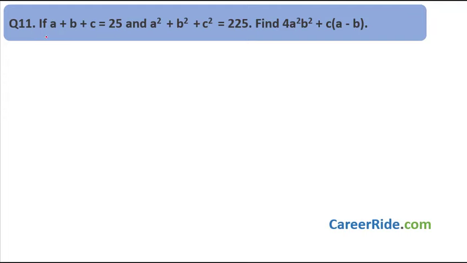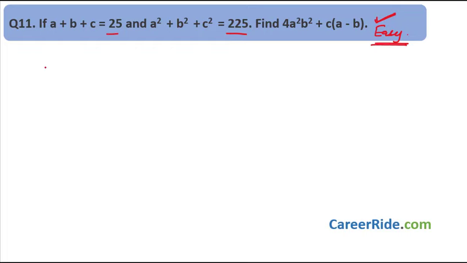Question number 11. If a plus b plus c is equal to 25 and a square plus b square plus c square is equal to 225, find the value of 4a square b square plus c into a minus b. Okay, but very easy question, don't get scared at all. Very easy to solve. All that you have to do is use the power of substitution that you have just learned. Now you have a magic wand in your hand which you can apply.